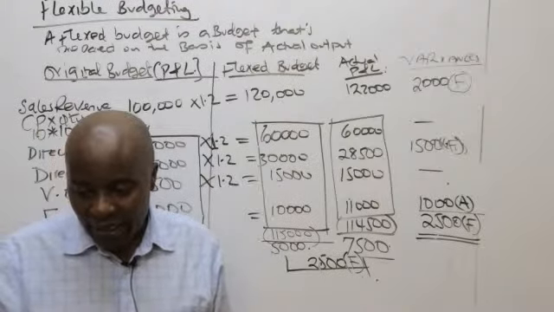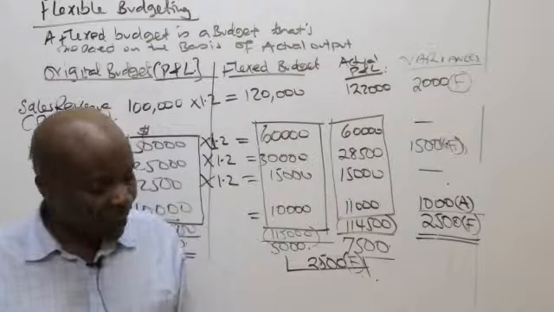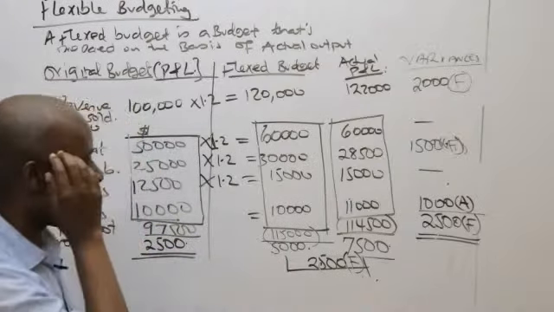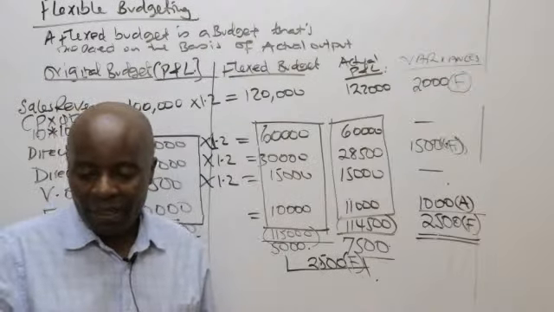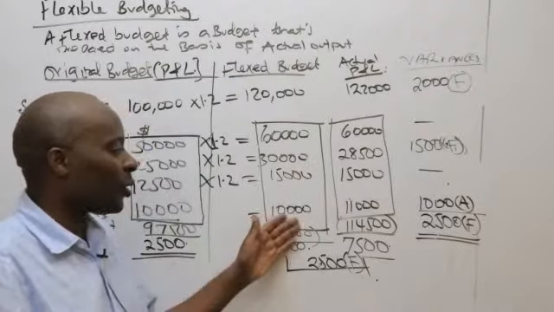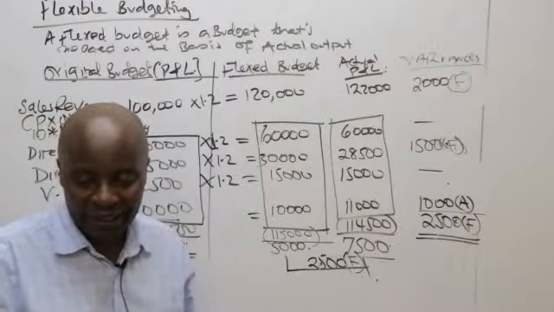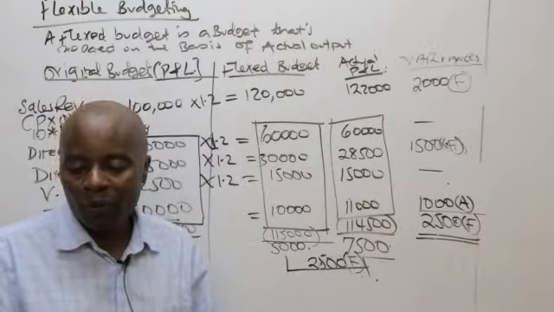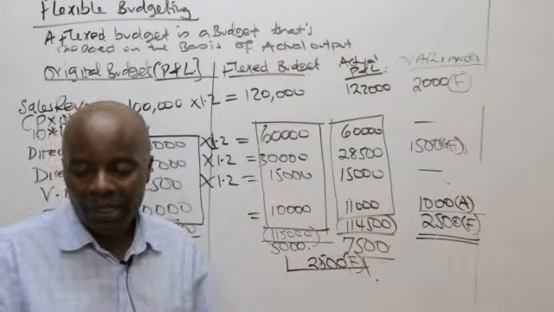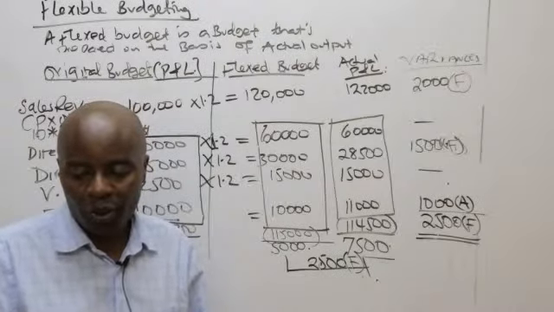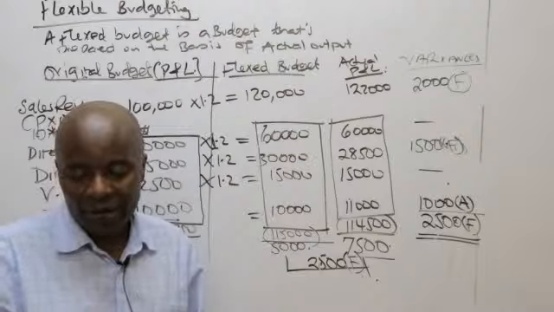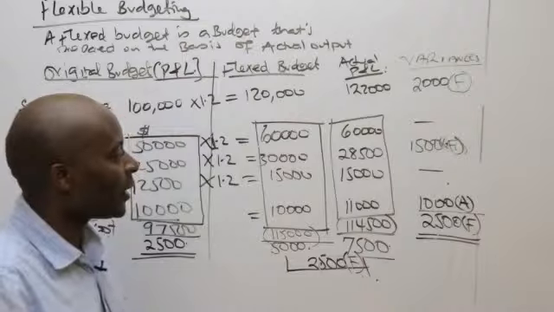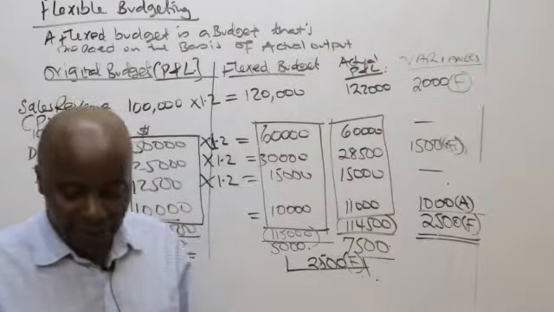James is asking, why are the fixed overheads adverse? No problem, James. Look at this. Assuming this fixed overhead is rent, you had budgeted to pay rent of 10,000, but you ended up actually paying 11,000. You ended up paying more. When you pay more, James, that cannot be favorable to you. That will be what here, somebody? Adverse. That will be adverse. Thank you very much.